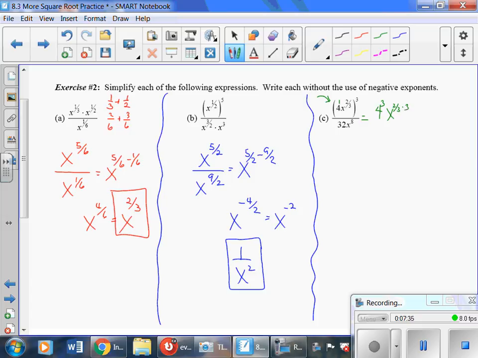So, of course, 4 to the 3rd power is 64. And then for x, when you do 2/3 times 3, you get x squared, divided by 32 x to the 8th. So that's easy enough to do. So 64 divided by 32 is simply 2, and when you do 2 minus 8, you get 2x to the negative 6. So it means the 2 actually has a 1, so that is allowed to stay up in the numerator, and that x to the 6, excuse me, drops into the denominator.